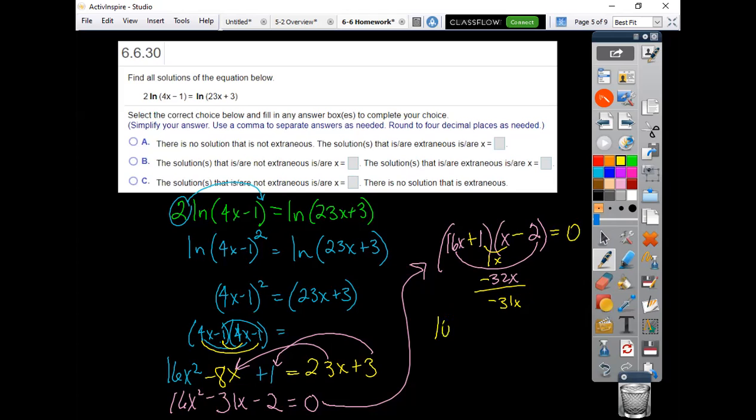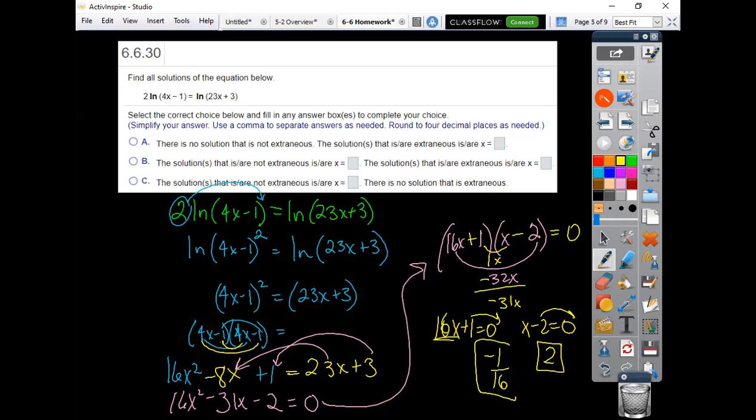And then set your factors equal to 0 and solve. So my 16x plus 1, when does that equal 0? And my x minus 2, when does that equal 0? So you get a 2 from there. And then this one, subtract 1 and then divide by this 16.